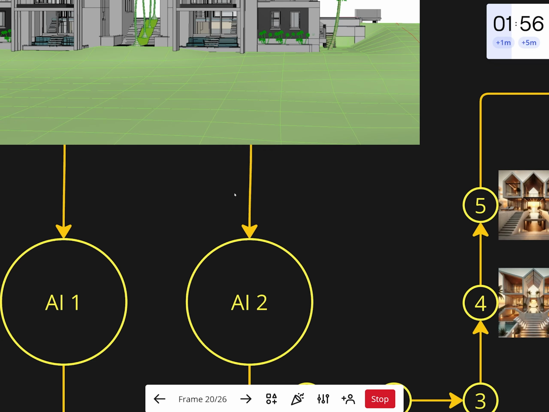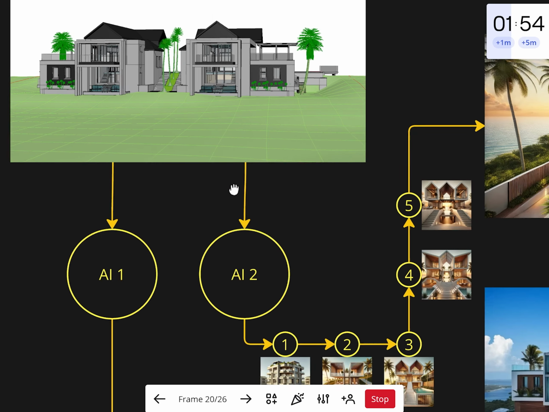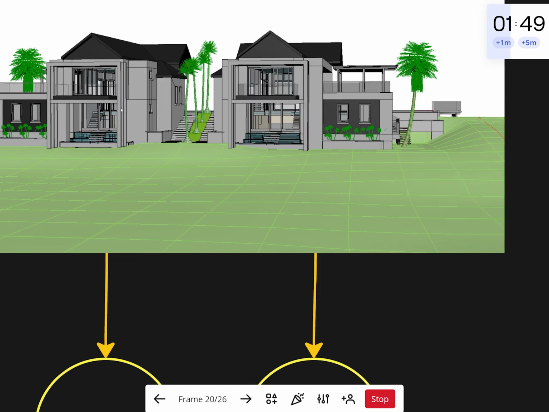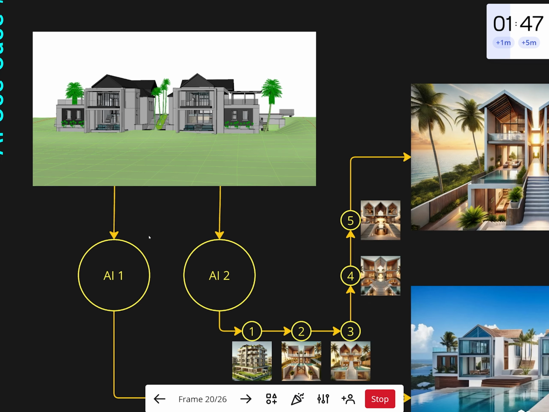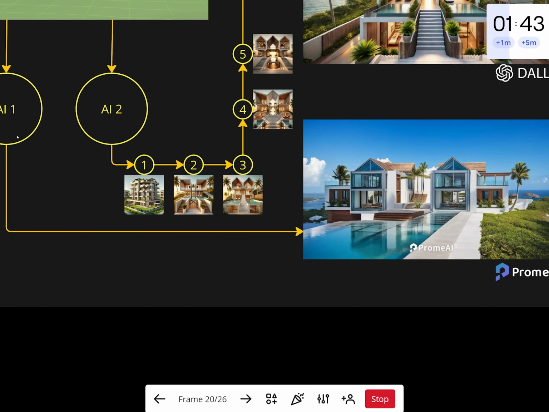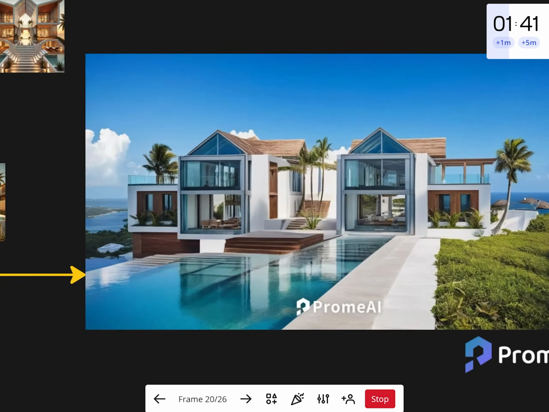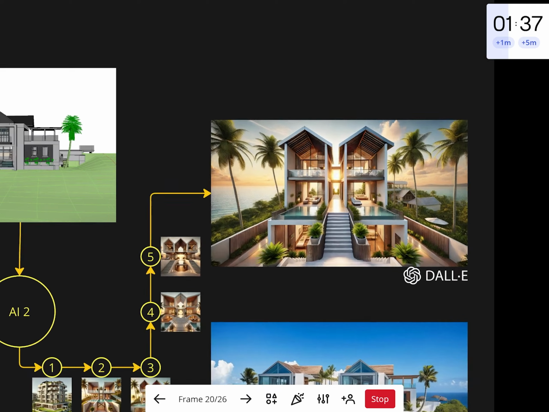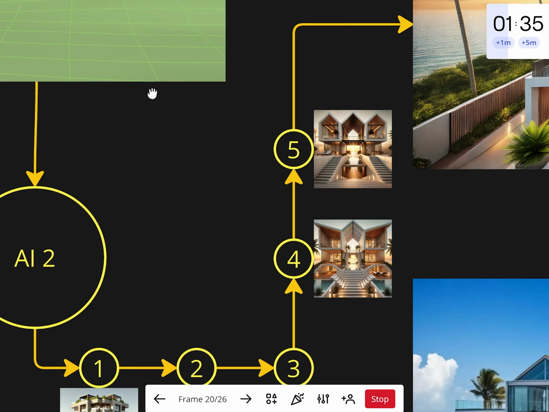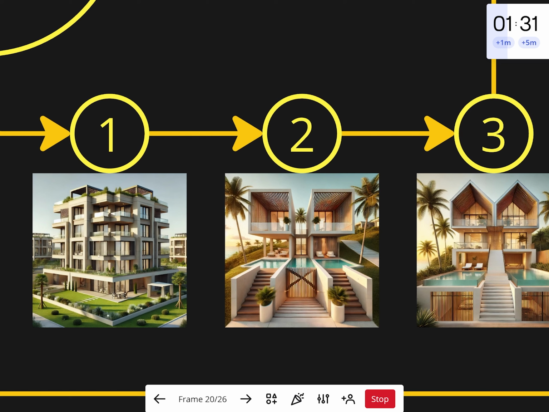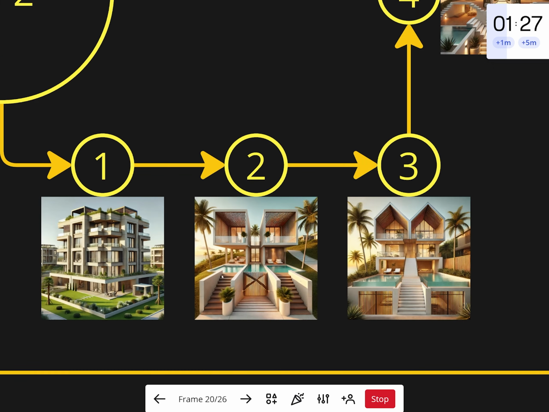And for further experimentation, this one was quite interesting. I took my schematic design and I put it into 2 different AIs. The first one I used was Chrome AI, and I put the same prompt in, and this is what I got. I did the same thing with Dolly, and this is what I got first, which looks nothing like my building.